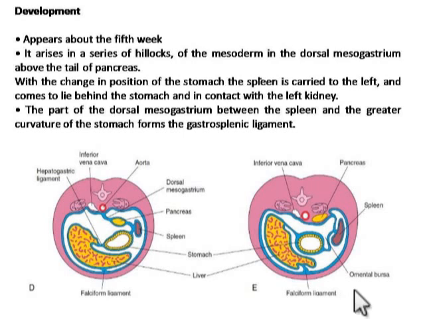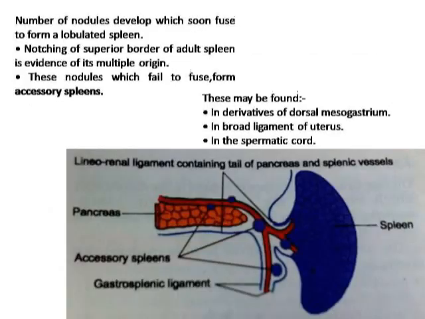See here in the structure the lobulated spleen, lobule-like structure, and this may be found in the derivatives of dorsal mesogastrium, in broad ligament of uterus, in the spermatic cord region.